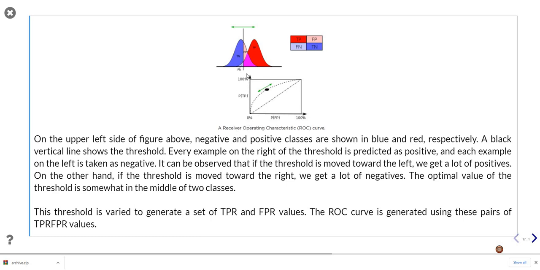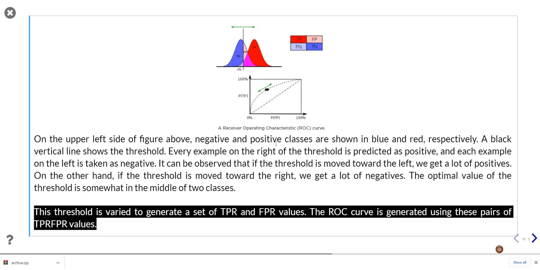That threshold is varied continuously to generate these true positive rate and false positive rate values. This point is very important. You use this threshold value to generate the true positive and false positive rate values, and the ROC curve is generated using these pairs of true positive rate and false positive rate values. So you need to know these graphs and how the graph is generated.